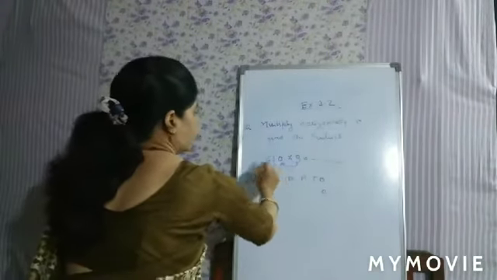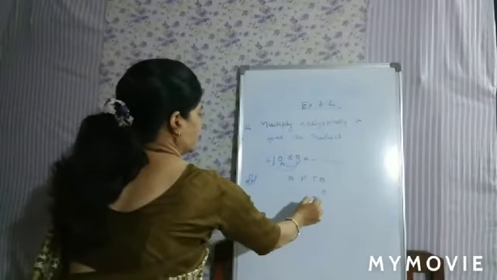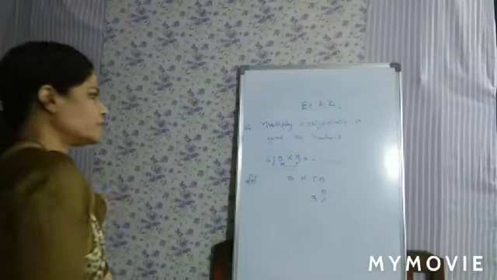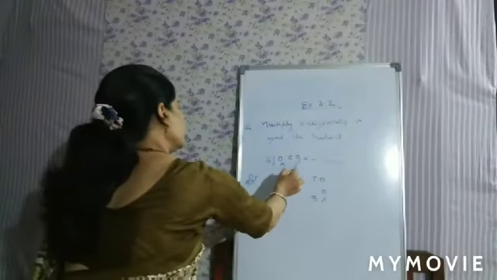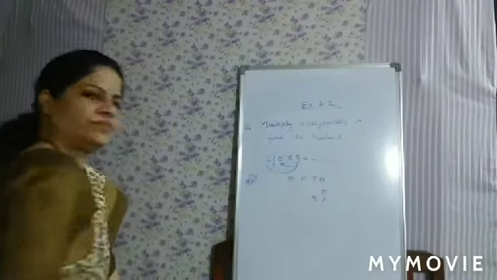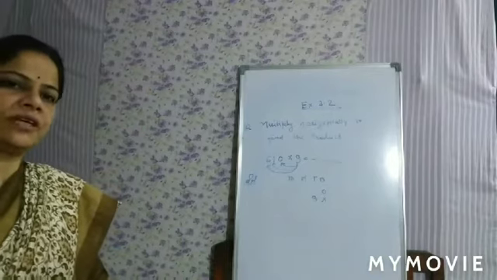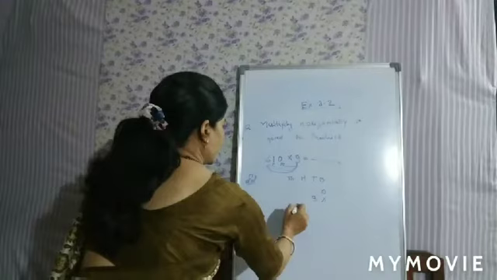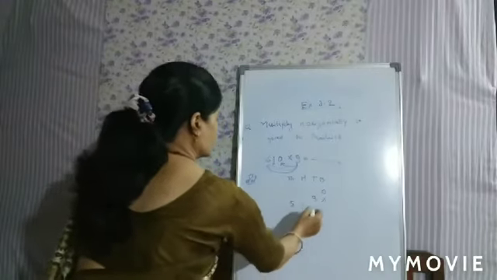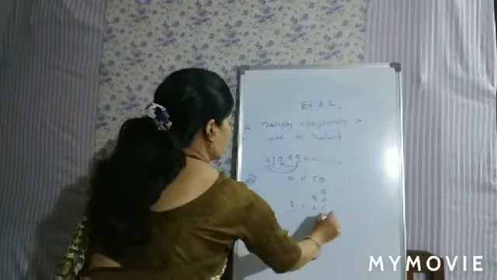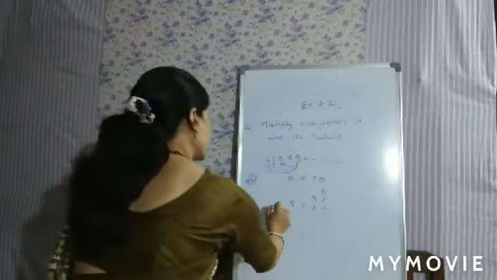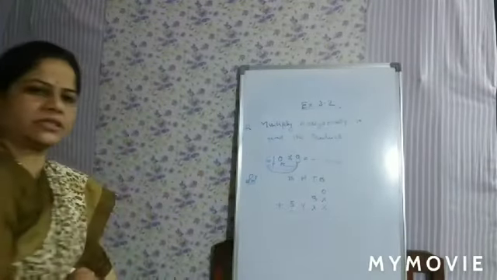Then 9 ones are 9. Write 9 in tens place and cross out ones place. Then multiply 9 and 6. 9 sixes are 54. So write 4 in hundreds place and 5 in thousands place and cross out ones and tens place. Okay. Now you have to add these numbers.